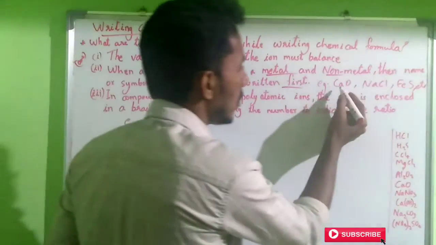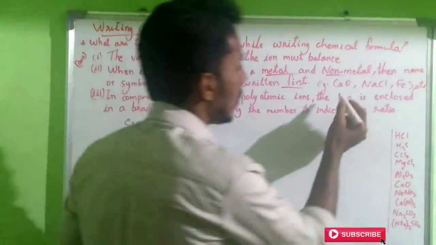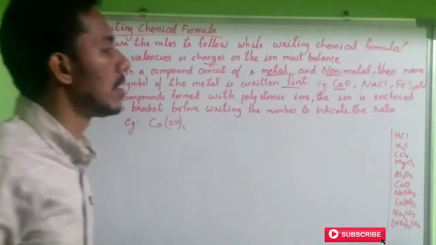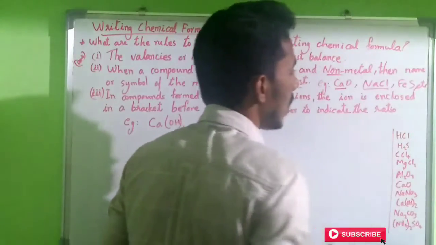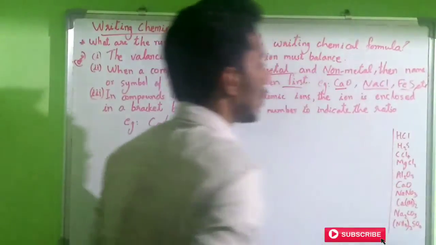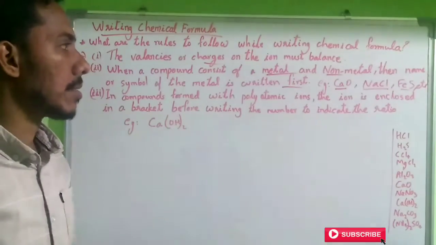For example, CaO. In CaO, calcium is a metal, so we write calcium first. In the case of sodium, NaCl, sodium is written first. Then Fe is a metal, so it is written first.